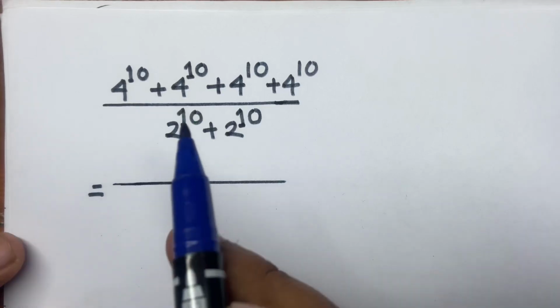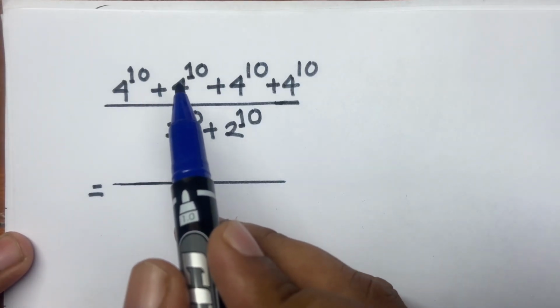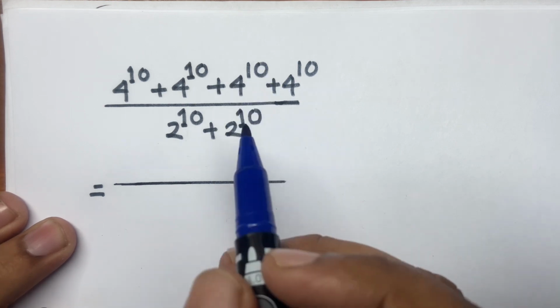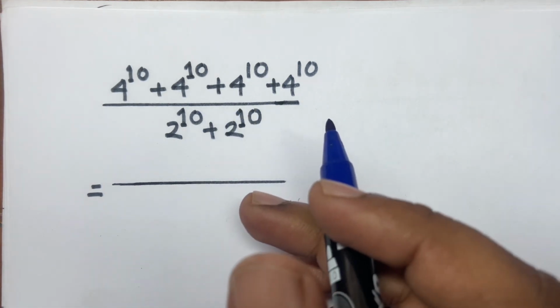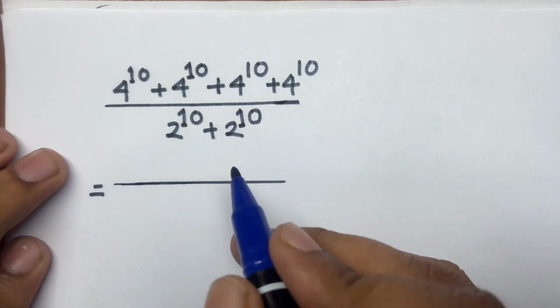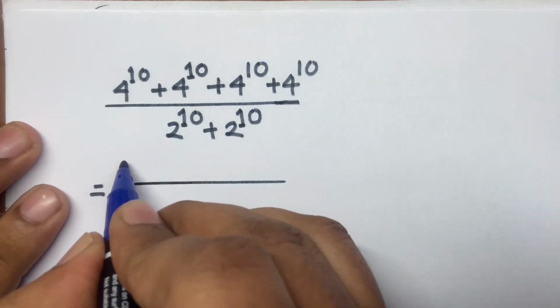Hello everyone, this question is (4^10 + 4^10 + 4^10 + 4^10) over (2^10 + 2^10). So what is the value? First of all, I can say 4 to the power 10 is common.